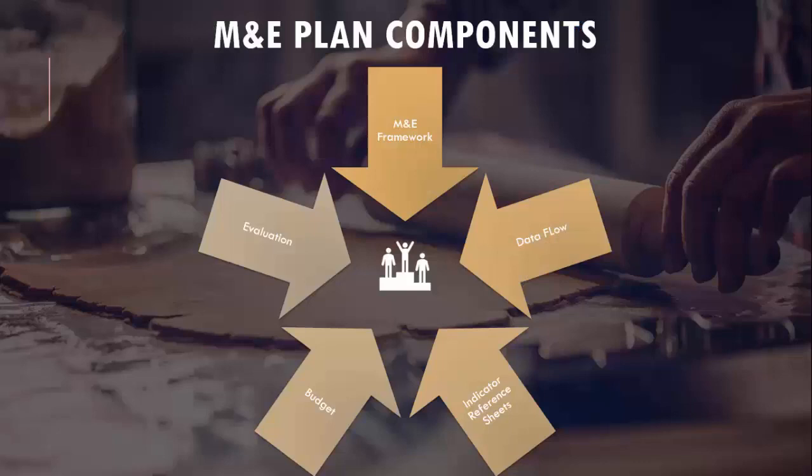The M&E plan has its components. These are the major components: you've got the framework, the data flow, the indicator reference sheets, budgets, and also the evaluation process. All these things are important. And I have a template for this M&E plan, and I'll share this template in the link below.